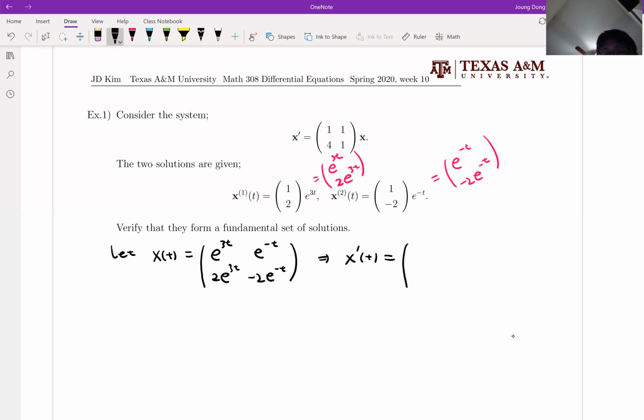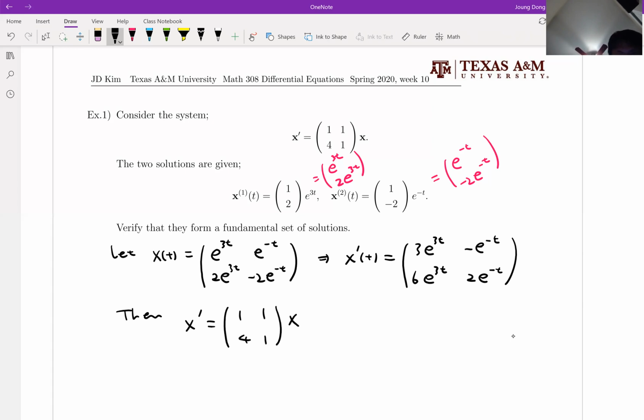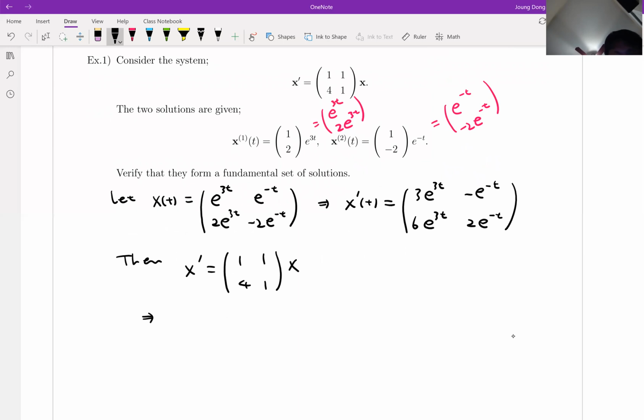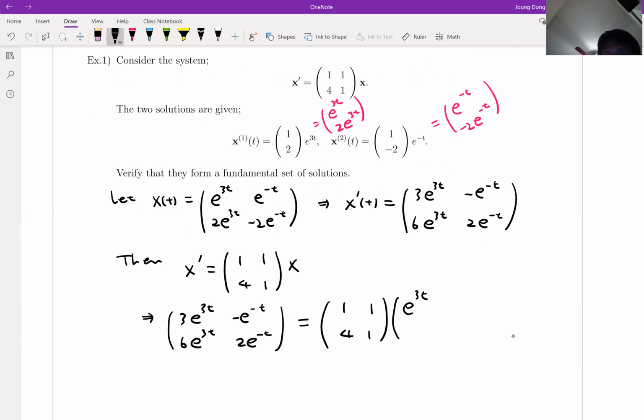Just take the derivative of each element separately, okay? 3 and minus e, and 6, 2, okay? And plugging back into my system of differential equations, let me double check. Definitely the right hand side must be exactly the same, right? There we go: 1, 1, 4, 1, and my x is e to the 3t, e to the minus t, 2 e to the 3t, and minus 2 e to the minus t.